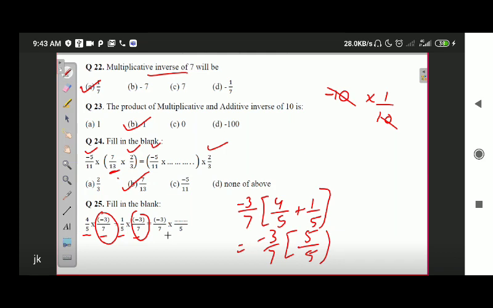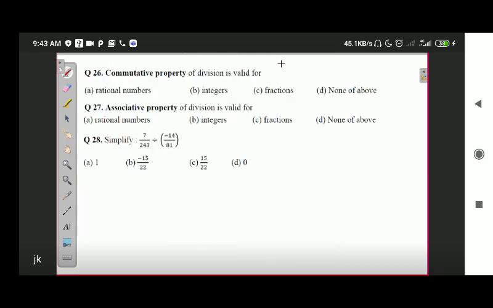So you have minus 3 upon 7 and here comes 5. Okay. So answer here will be 5. Check out the options. Answer is 5. Next is question number 26. Commutative property of division is valid, not valid. Associative property. Once again, commutative and associative properties are not valid for division.